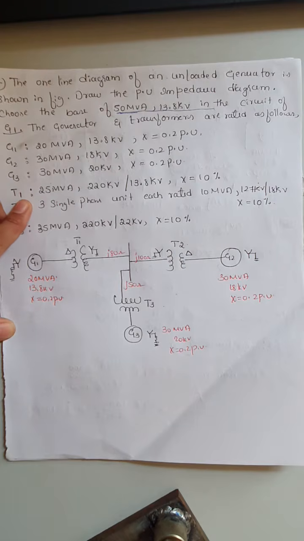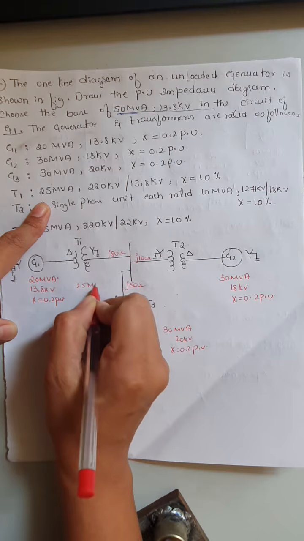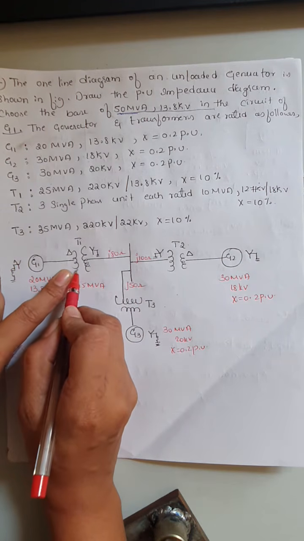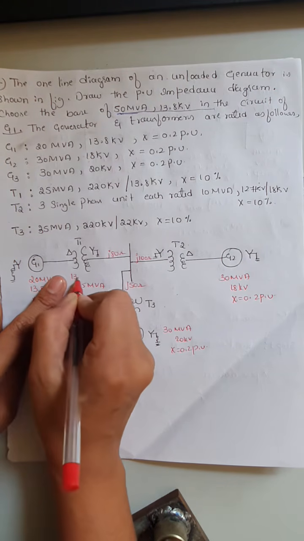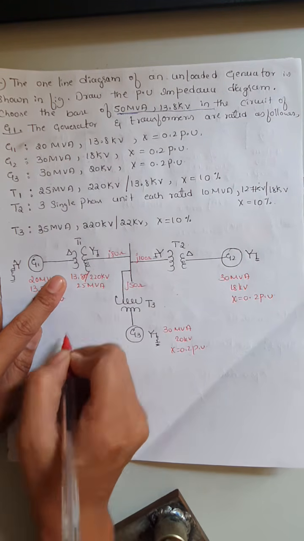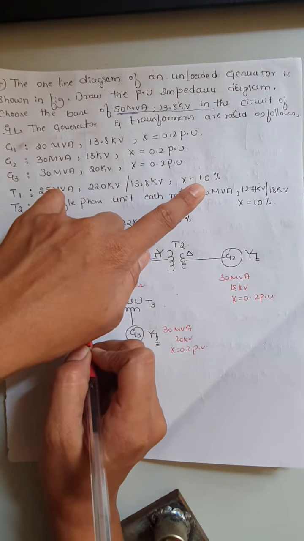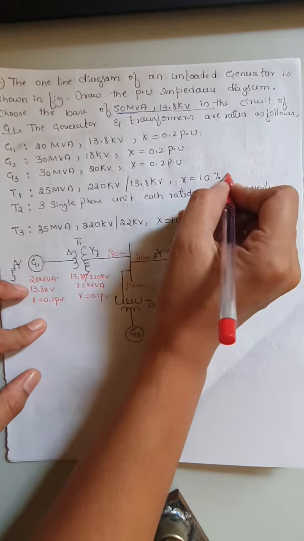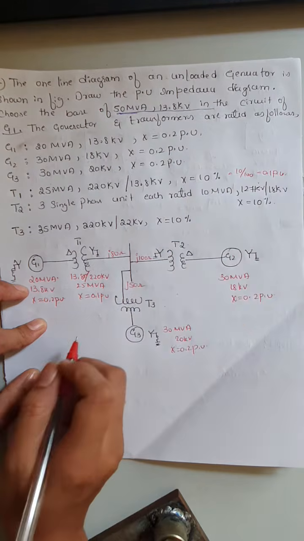Next, the transformer T1. This is having the rating as 25 MVA. This is a step up transformer, the primary winding will be having a low voltage, secondary will be having a higher voltage. So 13.8 kilovolt slash 220 kilovolt. Then X is given in percentage, convert this into per unit, that is 10 divided by 100, we get 0.1 per unit.